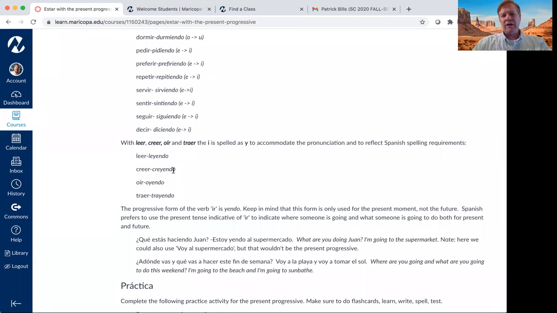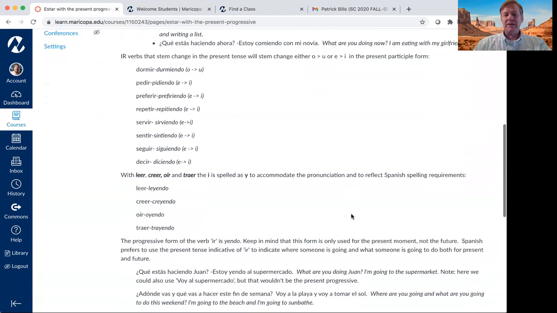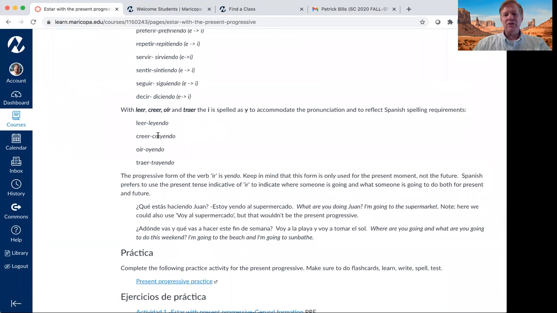So these are the two irregularities that you have to be aware of. IR verbs that can stem change. All of these are IR verbs. And ER and IR verbs that can have a Y instead of an I. This second rule can never affect AR verbs. Why? Because if we look up here, the AR verb doesn't have an I, so there's no I to change into a Y. That Y that we saw is this I right here, spelled as a Y. ¿Está bien? So, leer, leyendo, creer, creyendo, etc.